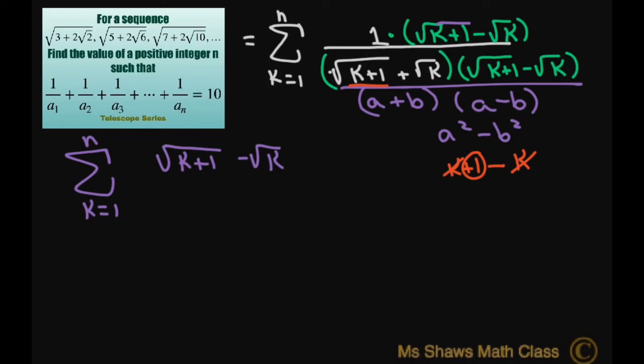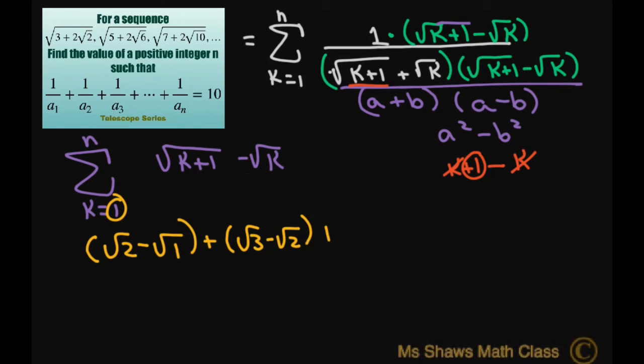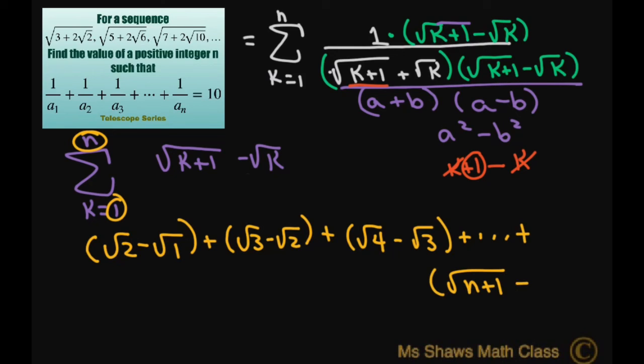Now let's write out some terms. We're starting with k equals 1, and that's going to give you the square root of 2 minus the square root of 1. And then when k is 2, you're going to get the square root of 3 minus the square root of 2. When k is 3, you're going to get the square root of 4 minus the square root of 3, plus dot dot dot, plus, we go to n. Your last term is the square root of n plus 1 minus the square root of n.